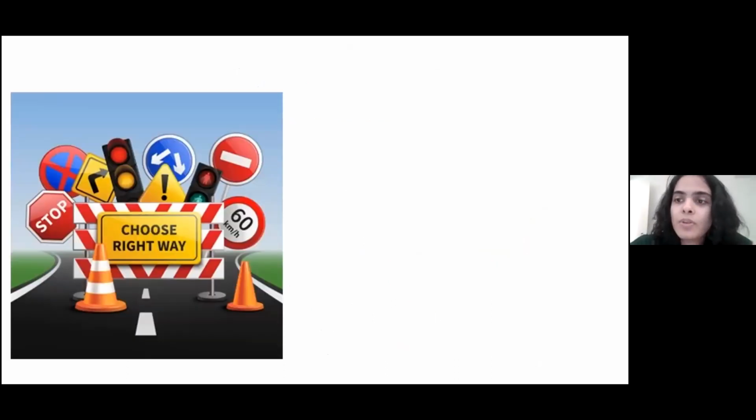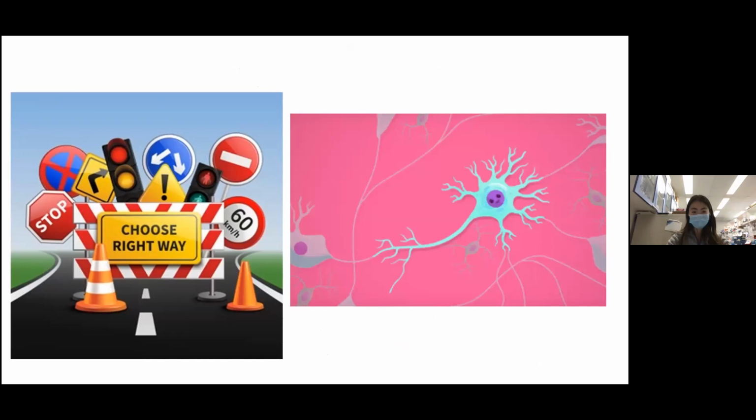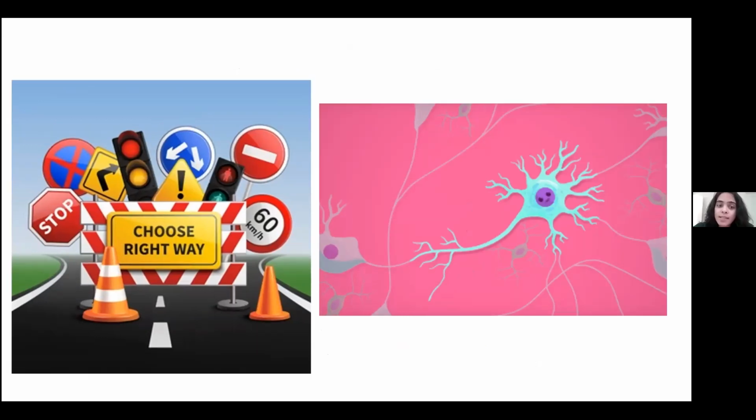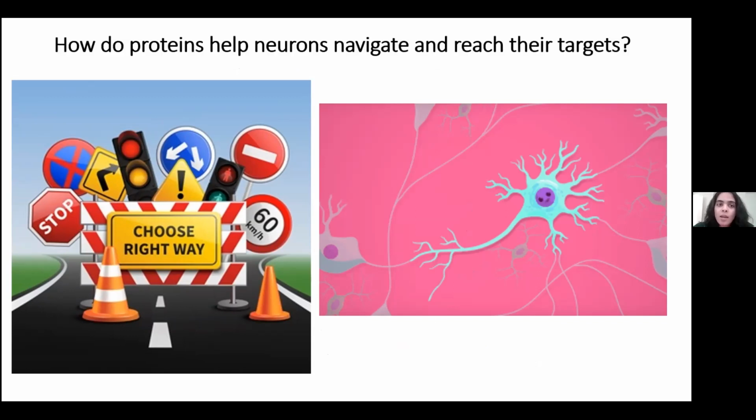We rely on various traffic signs in our day-to-day life to get to our target destination. Similarly, neurons in the brain rely on various guidance cues or proteins that serve as traffic signs to make accurate connections in the brain. But the question is, what are these proteins and how do they help neurons make accurate connections? Now, think of a scenario where you're in your house and the lights are out and you smell freshly baked cookies in the kitchen and you want to get there.